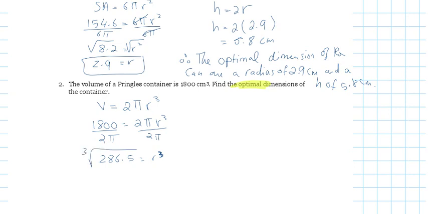I found the radius. Did you get that? Okay. So that means now I have to find the height. The height is twice the radius. So it's going to be 2 times 6.6. And that is going to be 13.2. And now you can write a therefore statement.